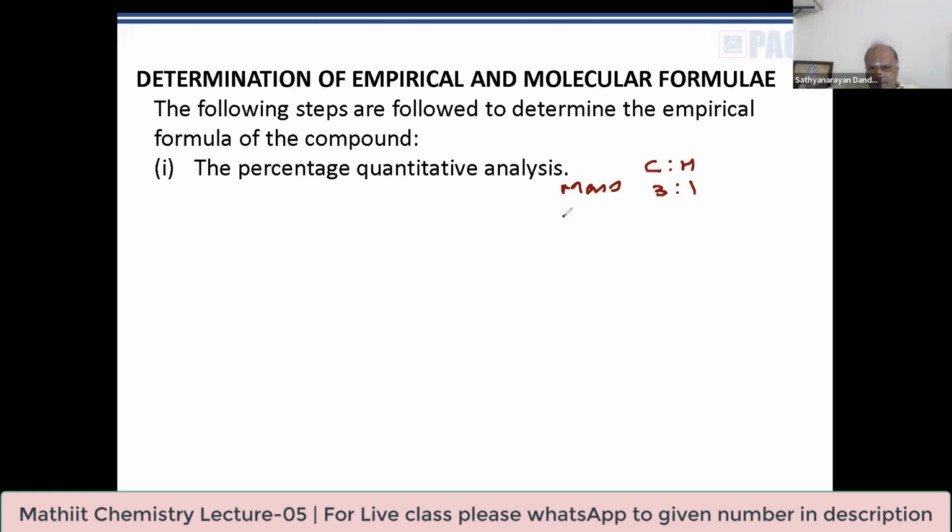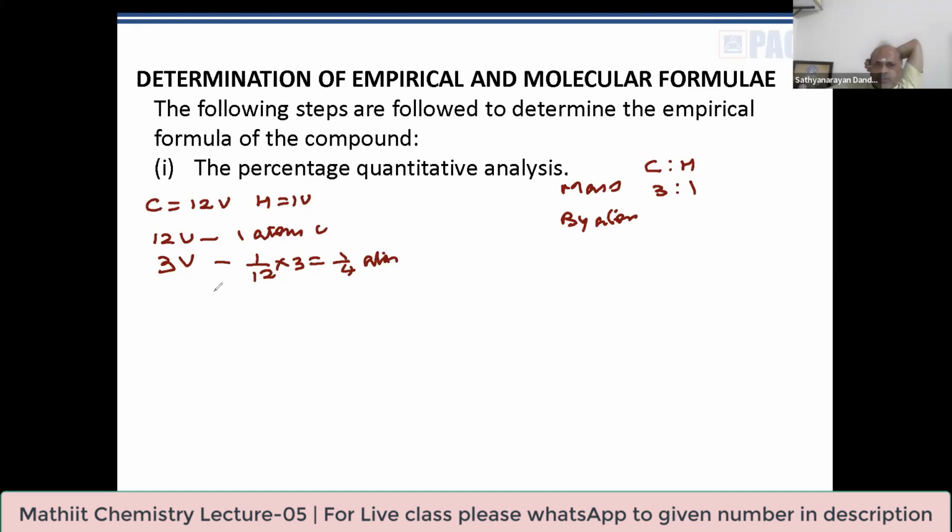By atoms, how do I find out? Remember, carbon atomic weight is 12 and hydrogen atomic weight is 1. And remember I told you, 12 u means one atom of carbon. 3 u means how many atoms? 1 by 12 into 3 will go to 1 by 4 atoms. That is nothing but 3 by 12. Amount divided by atomic mass is equal to number of atoms. Yes or no?